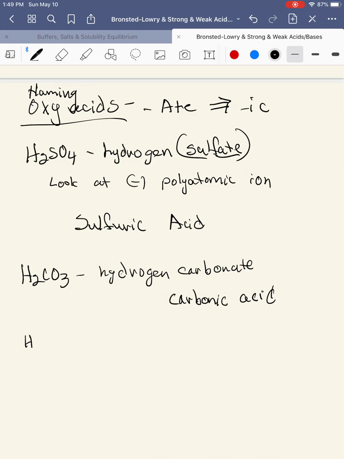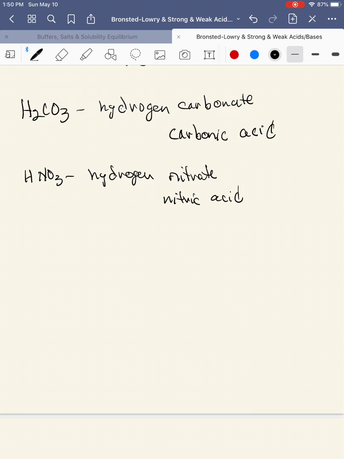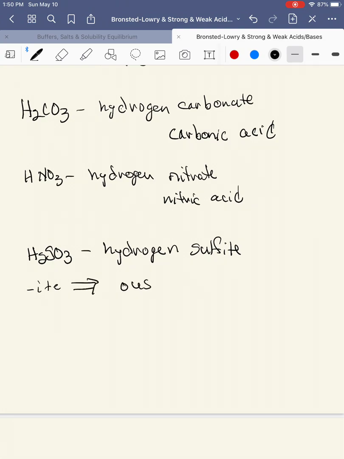Let's do one more. HNO3, hydrogen nitrate. So this would just be nitric acid. All right. Now, what about the other ones? Let's say we have something like H2SO3. This would be hydrogen with sulfite. Now, in this case, the ending is ite, it goes to ous. So this would be sulfurous acid.